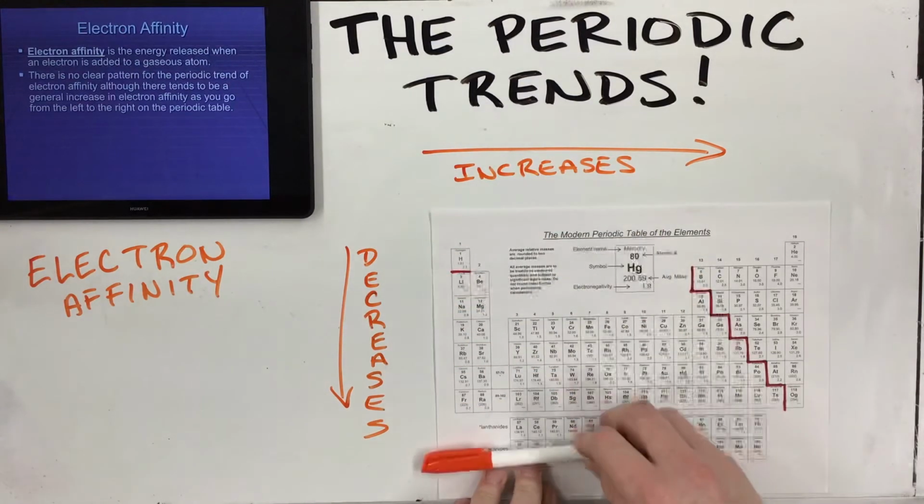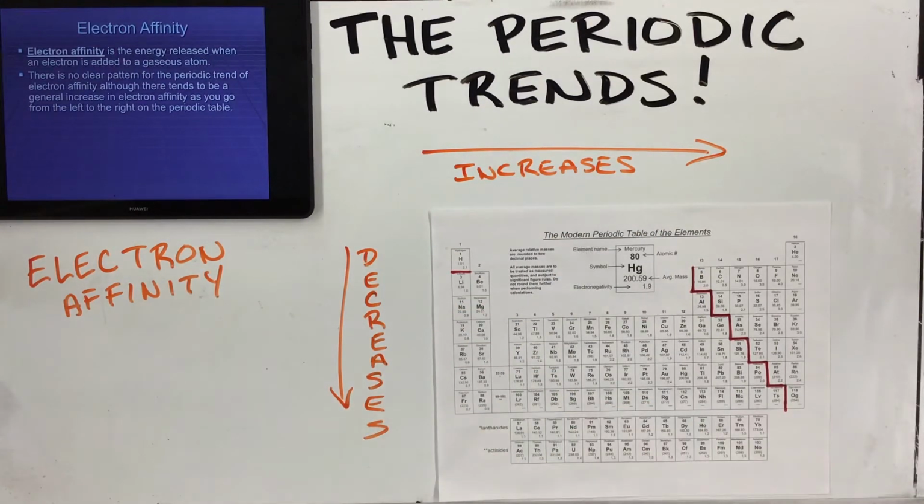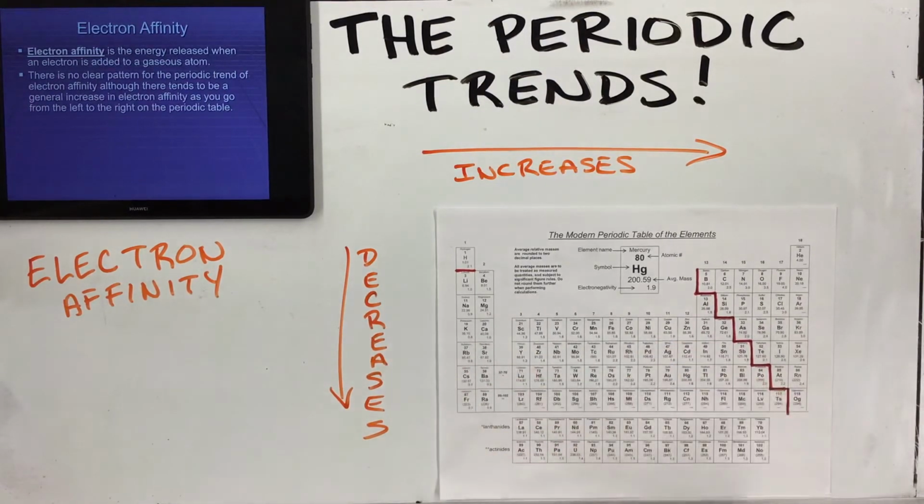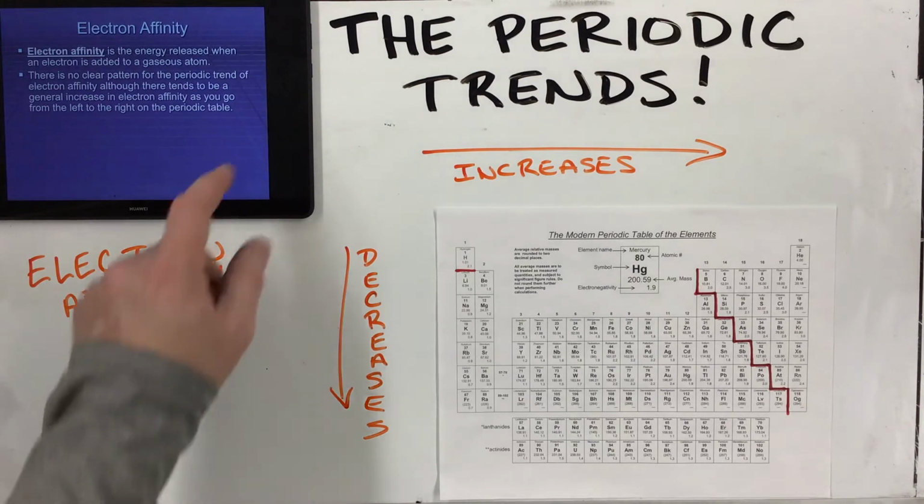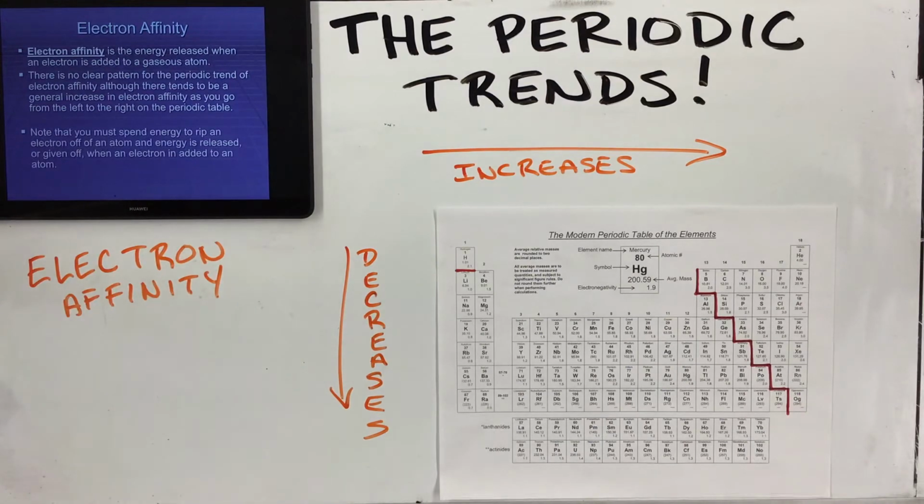And as we go down, we're adding orbits or shells. So when we add an electron to something down here, we're not really adding it all that close to the nucleus. And so what happens? Very little energy is given off. Now, it sounds nice and neat, and you're thinking, okay, that makes sense.